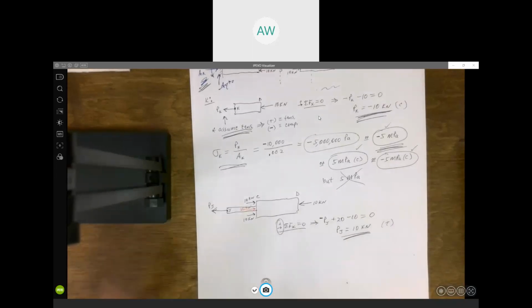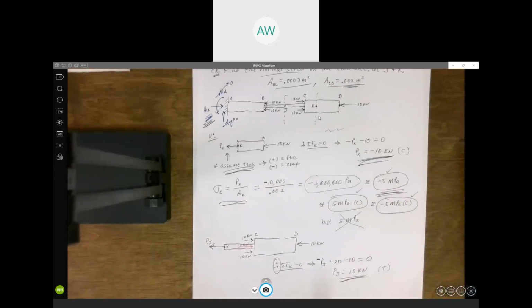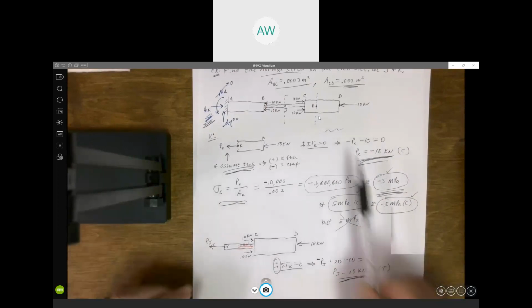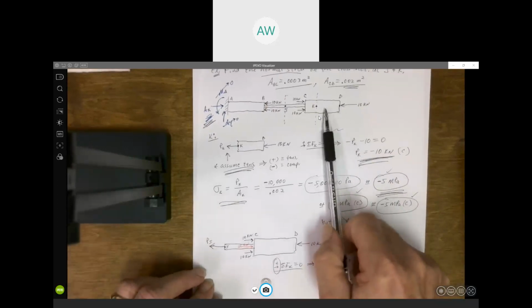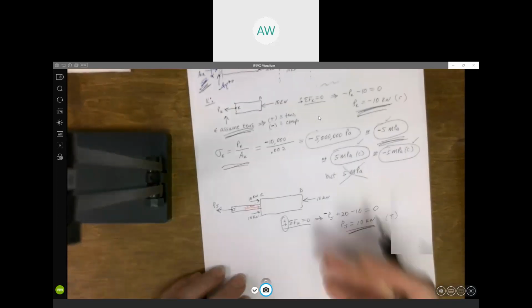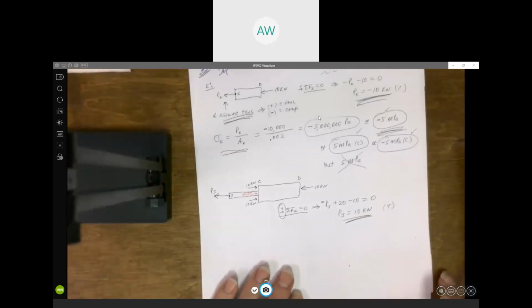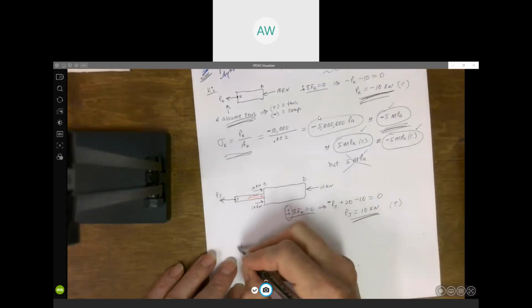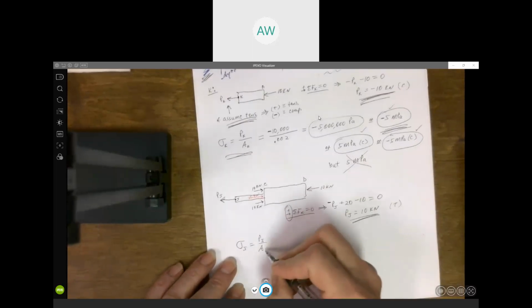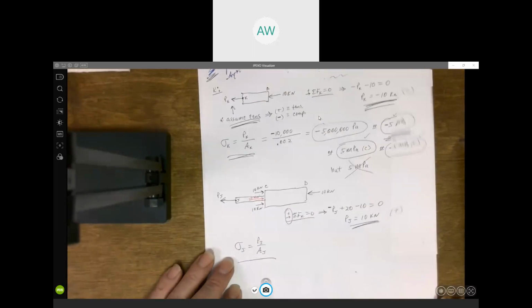So you go back to the original bar up here. This is kind of strange situations that can arise. CD, that section's in compression. This middle piece, BC, is actually in tension. But now we have the axial force. We're going to get the stress the same exact way. Take that axial force, divide by the cross-sectional area.